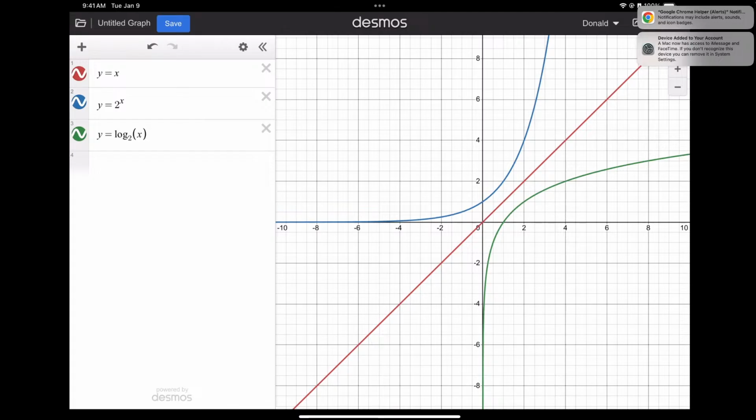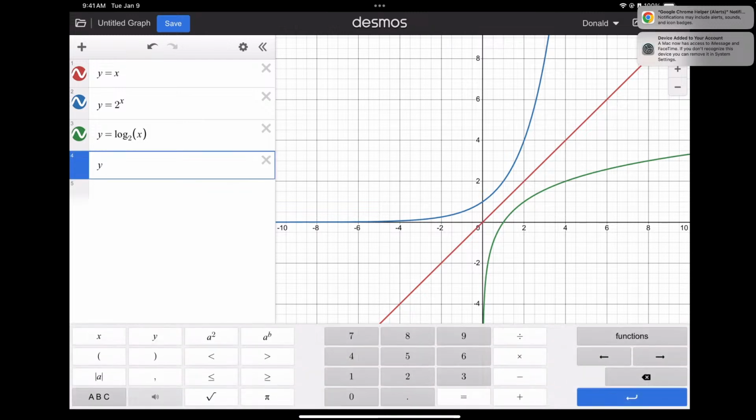Okay, so now you see that these two graphs have a symmetry, and this is the graph you need to know. It doesn't matter if it's 2 to the x or 3 to the x or 4 to the x, they are very similar. So let me show you y equal to 3 to the x.